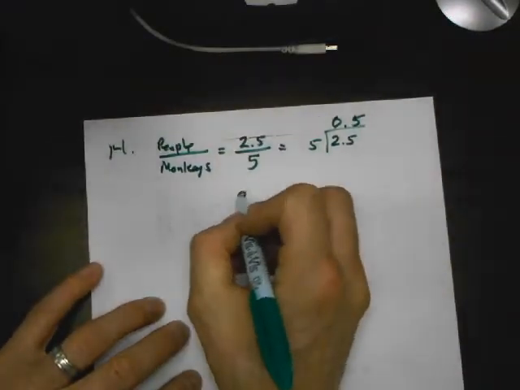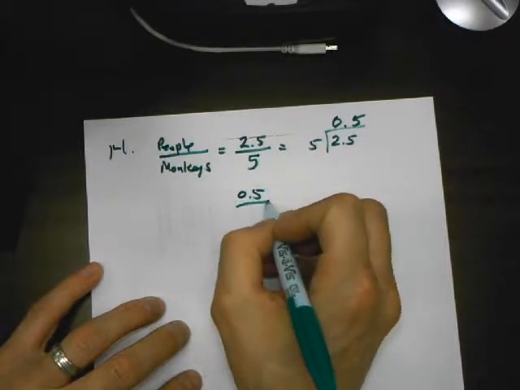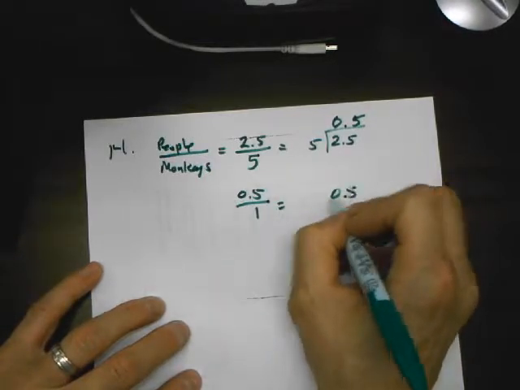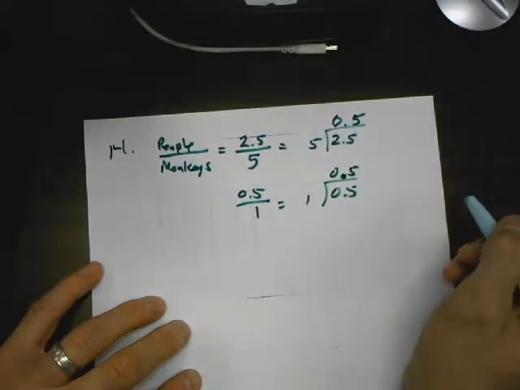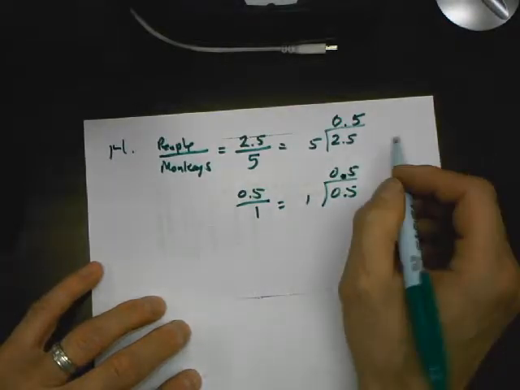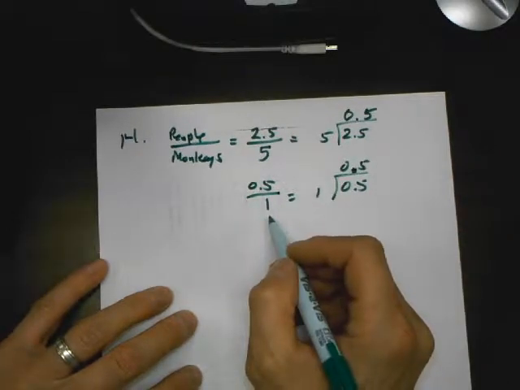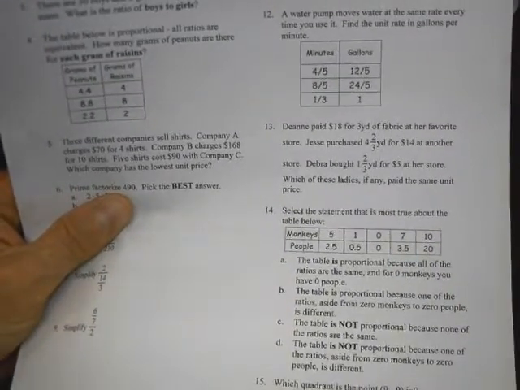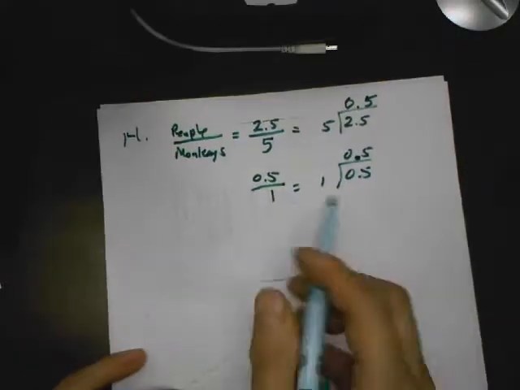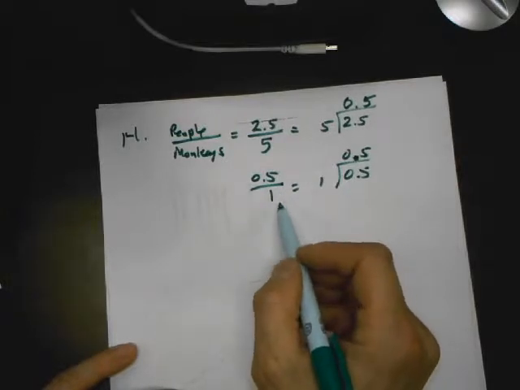Second box, I have 0.5 to 1 or 0.5 divided by 1. Well, it's easy to divide by 1. That's just my number inside there, my dividend. So I got the same ratio. And when I got 0 to 0, that means this might be proportional. That's good. If it was 0 to anything else, I automatically know it's not proportional, right? But I don't have to divide the zeros.